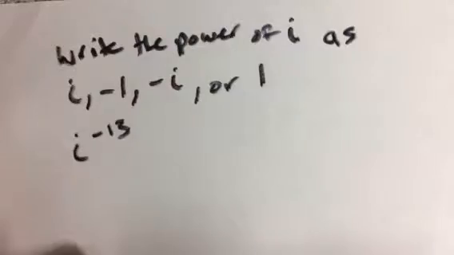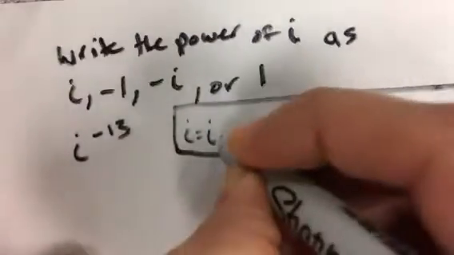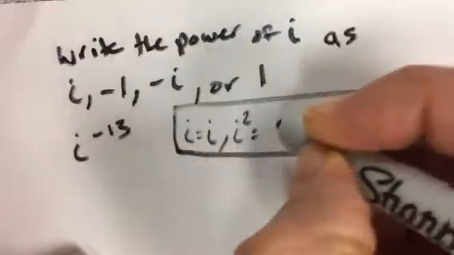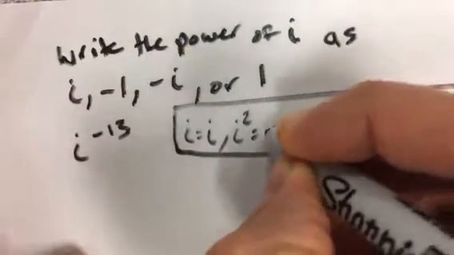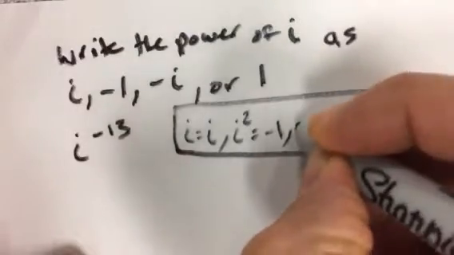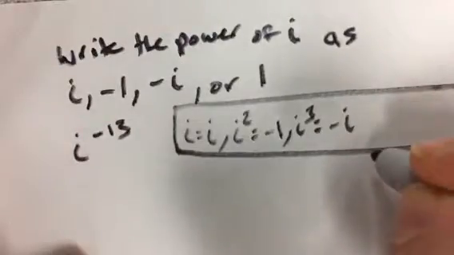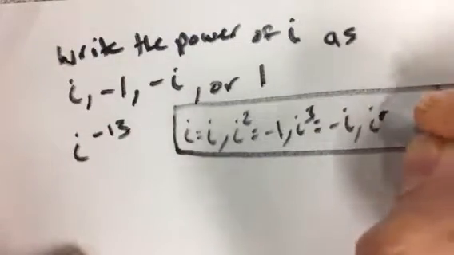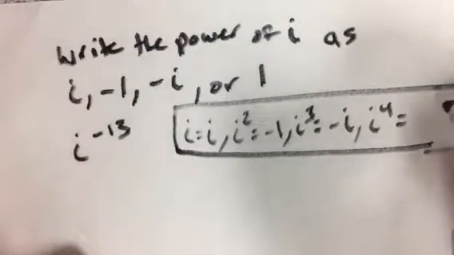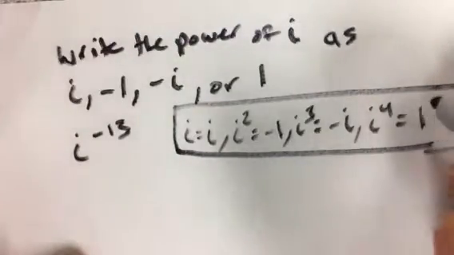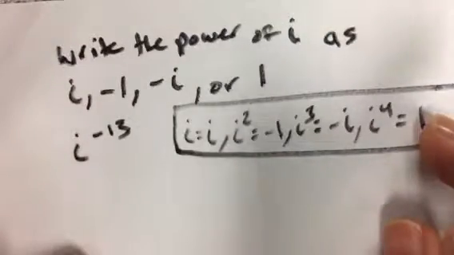So the first four factors to remember are going to be: i equals i, i squared equals negative 1, i to the third equals negative i, and i to the fourth equals 1. And all higher powers, as we go higher, will repeat the pattern.